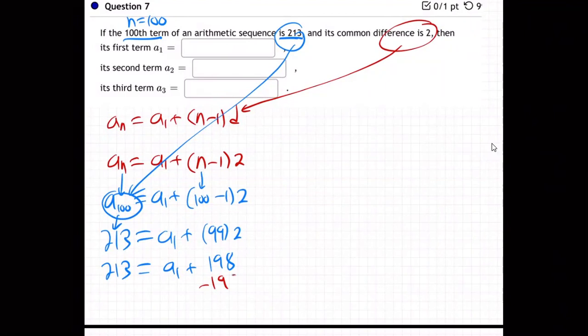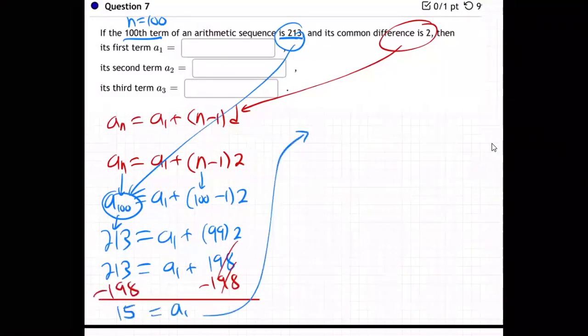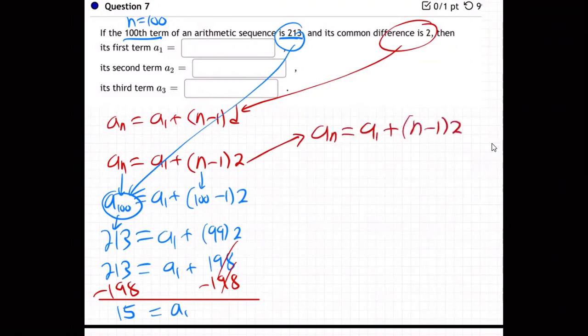So we've got a1. So now this formula, well, actually, we don't need to do that. We can just grab it right here. This formula, a sub n is a1 plus n minus 1 times 2. We now know that we found the first term. Yeah, in fact, forget that. I don't even need to mess around with this. This right here is the first term, right? A sub 1. So it's 15.